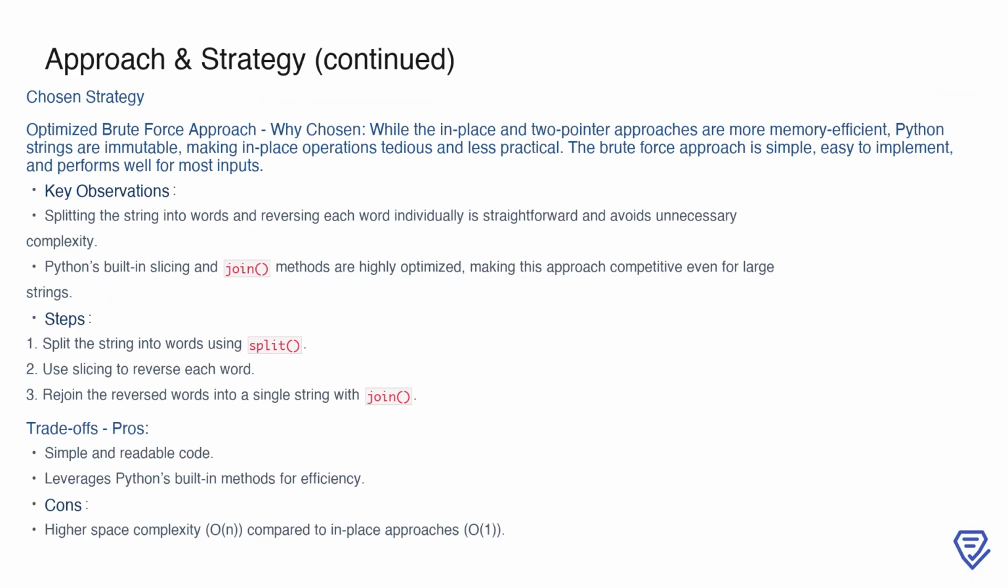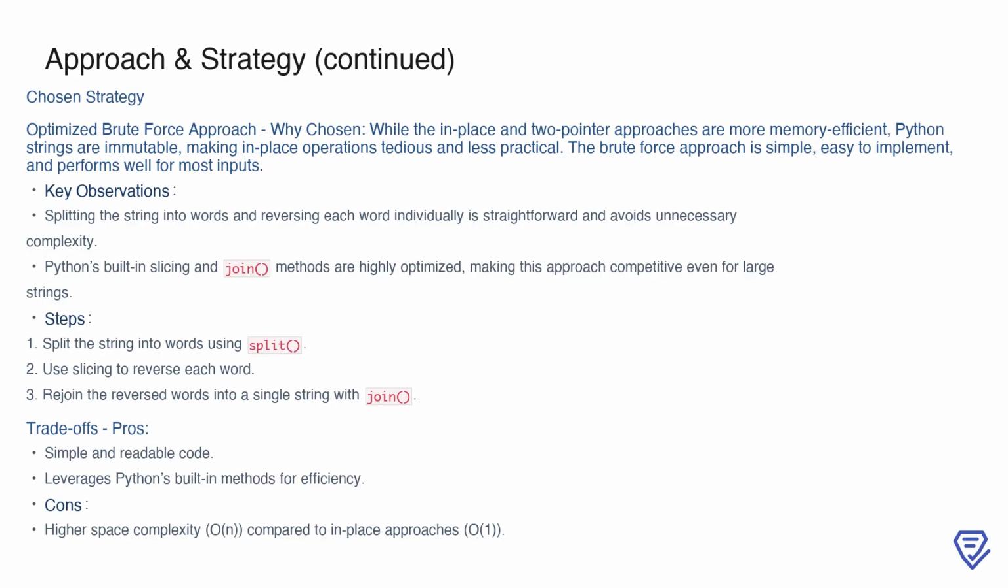Ultimately, the chosen strategy is an optimized brute force approach, which balances simplicity and performance. In Python, the immutability of strings makes in-place operations cumbersome, and the brute force method aligns well with the language's strengths. Splitting the string into words and reversing each word individually is both straightforward and efficient. Python's built-in slicing and join methods are highly optimized, allowing this approach to handle even large strings effectively.